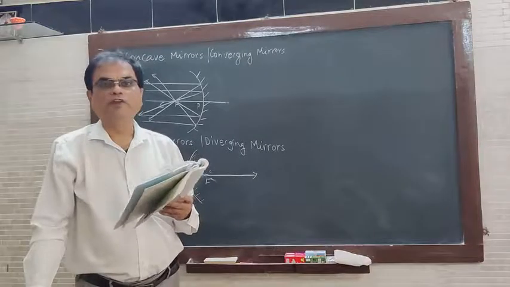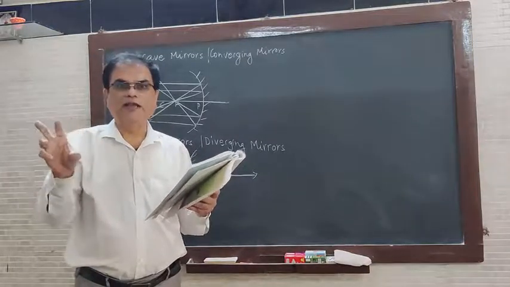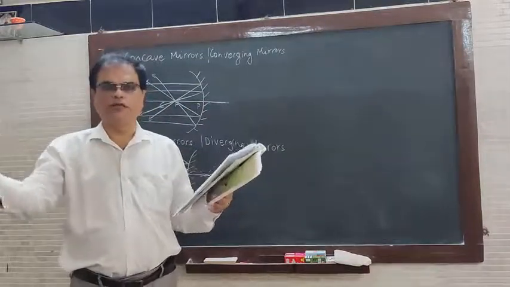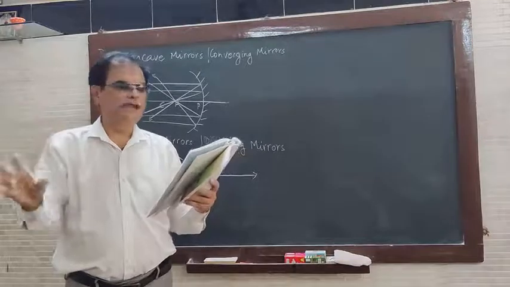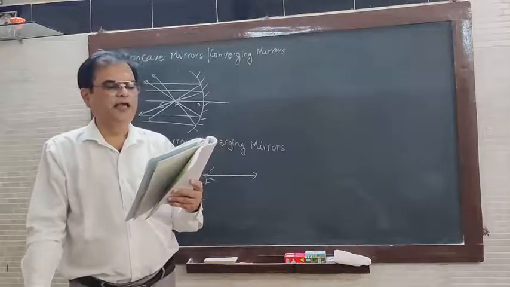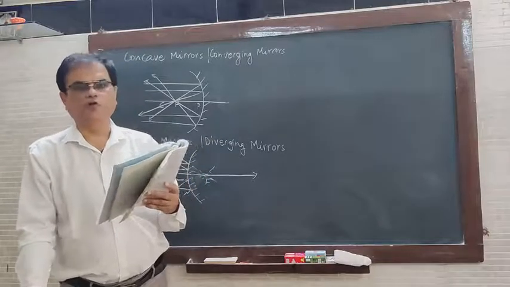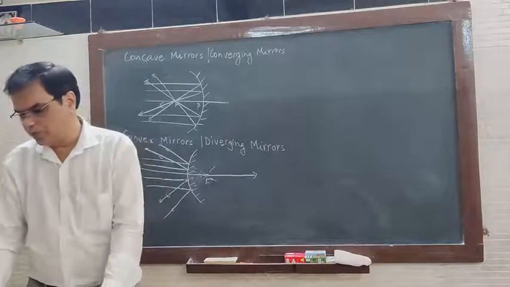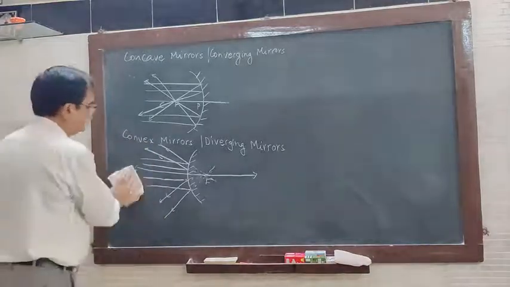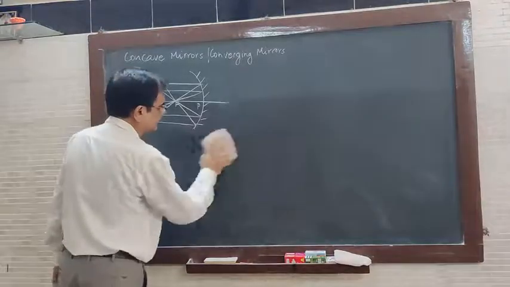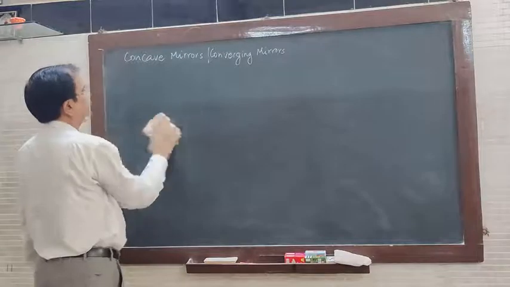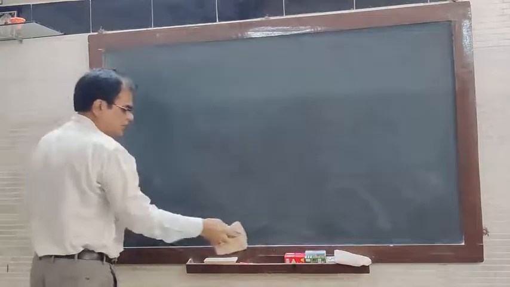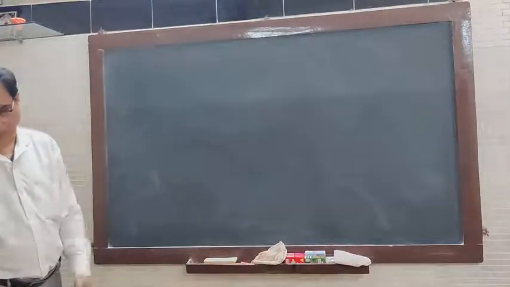Convex mirrors. In cars and scooters there is a side glass, from where we see the people behind. That side glass is made up of convex mirrors, and big convex mirrors are fitted in shops also. Whichever shops are there, big convex mirrors are fitted inside. Now the most important thing you have to learn is the Cartesian sign convention. You have to write all these uses of concave mirrors and convex mirrors in your notebooks. It is very important.